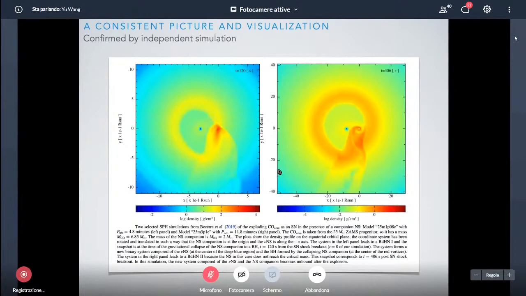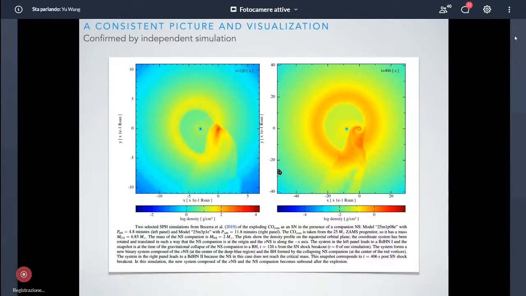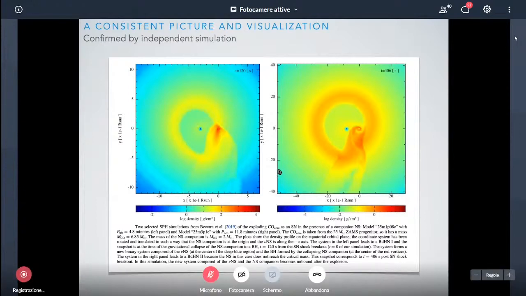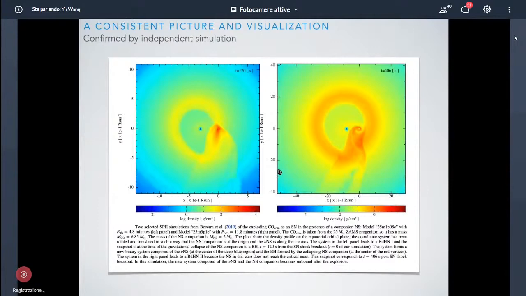Then we examine the results of the simulations presented in that paper for a pre-supernova core of 25 solar masses, the HMA sequence progenitor, and the initial mass of the neutron star companion of two solar masses. Indeed, we found two models, one with orbital period about 5 minutes, and the other with period 12 minutes. In the first model, the neutron star companion reached the critical mass and collapsed to a black hole. This model produces a GRB similar to 130427A. In the second model, the neutron star companion does not reach critical mass, and this system produces GRBs similar to 180728A. The system leading to collapse remains bound after the explosion, while the one leading to GRB 180728A is disrupted.